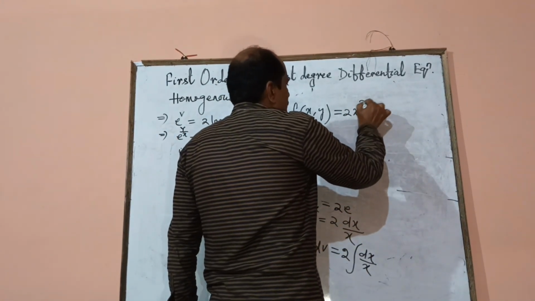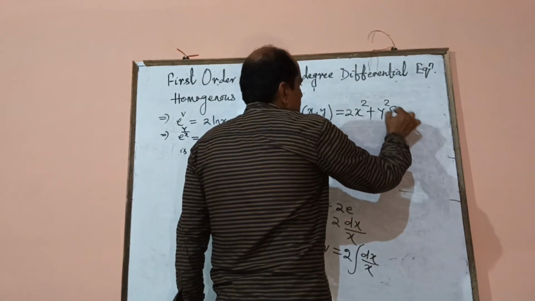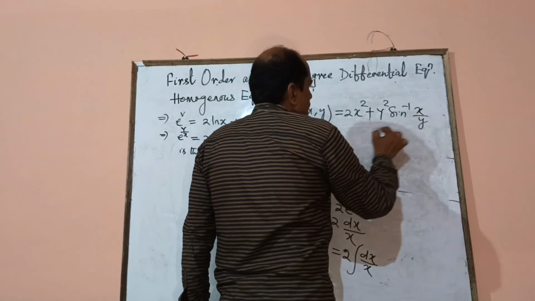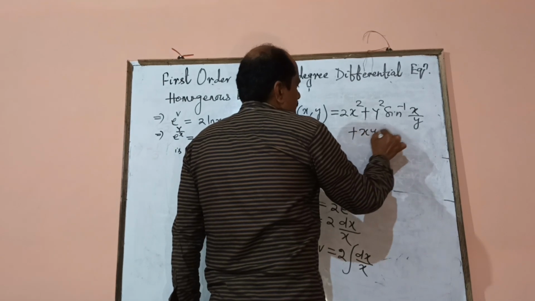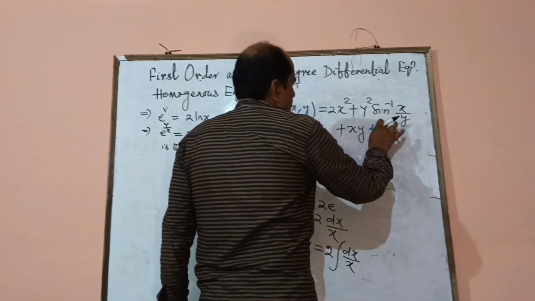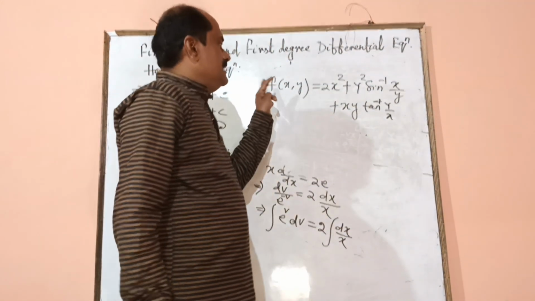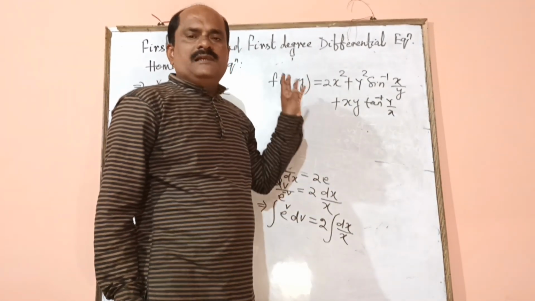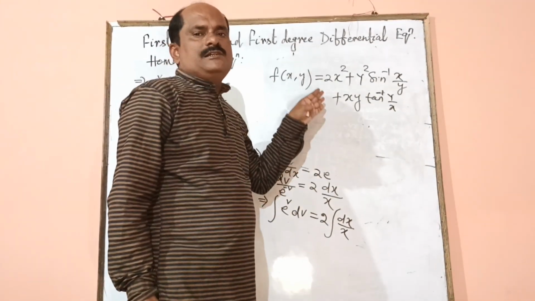What is the order and degree of this function: 2x² + y² sin⁻¹(x/y) + xy tan⁻¹(y/x)? My question is, is this a homogeneous function or not? If this is a homogeneous function, what is the degree of this homogeneous function?